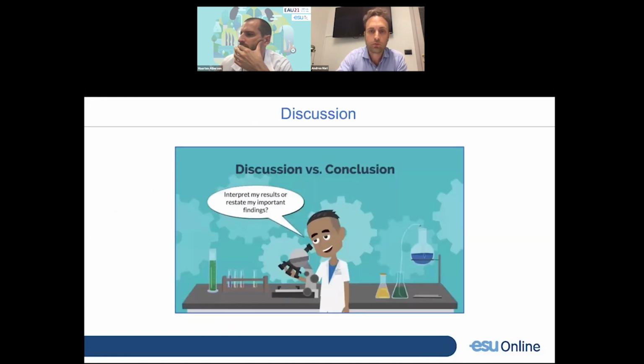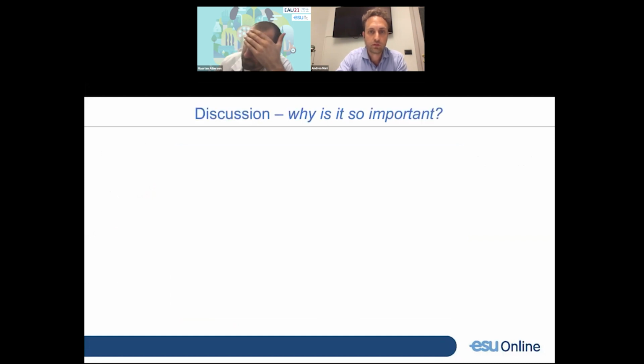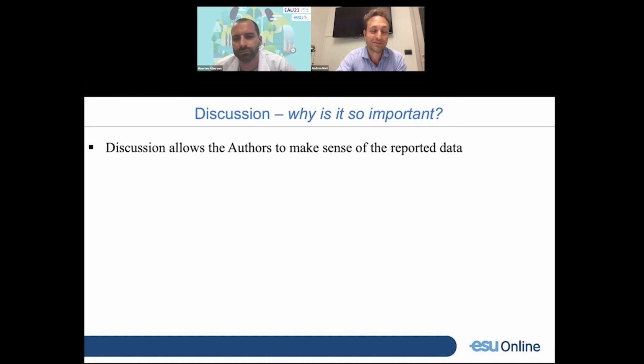So let's move forward to the discussion section. Also, discussion, of course, is very important. It's extremely difficult to write, also as a conclusion, and it allows the authors to make sense of the reported data. That means that they have the possibility to show the rationale of the work and the stream of thoughts conducted during the setup of the study.